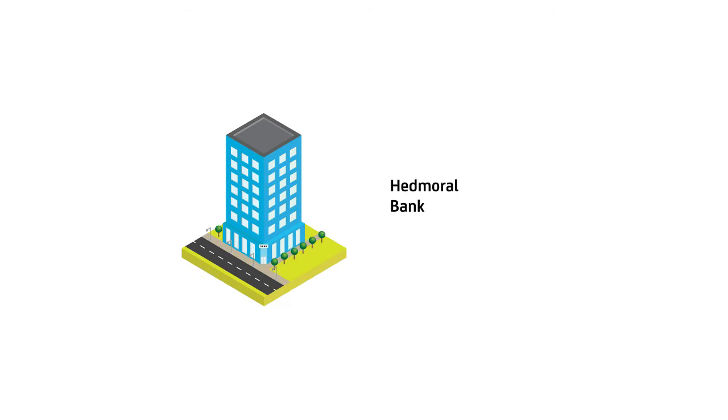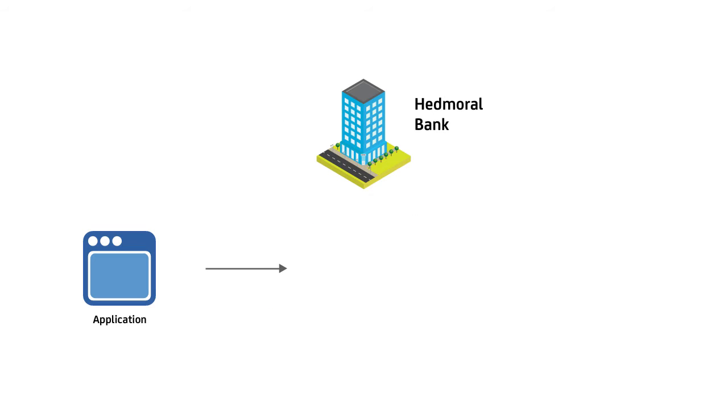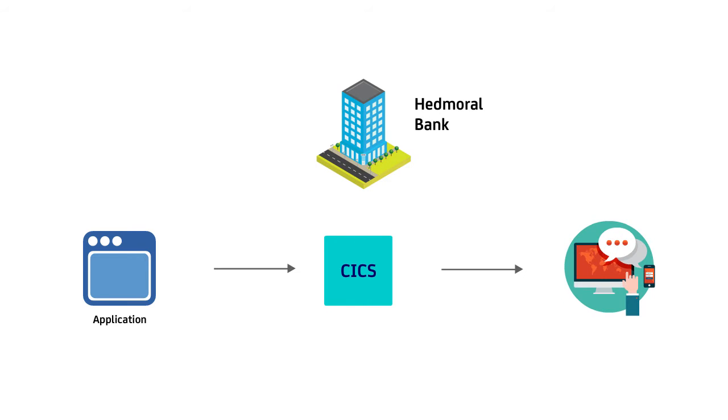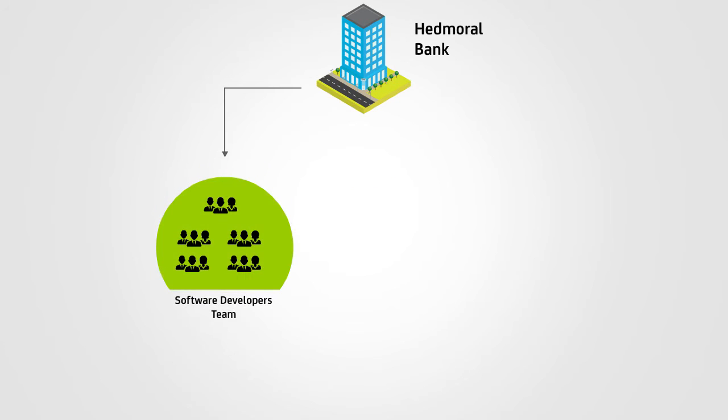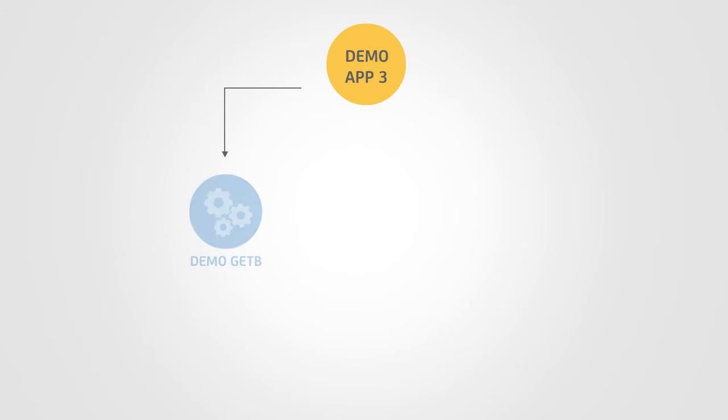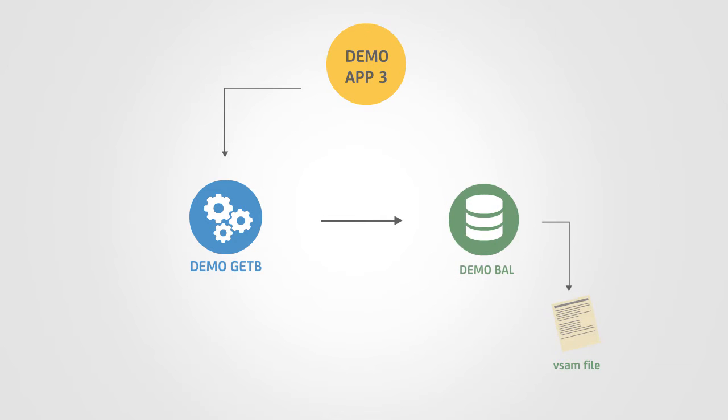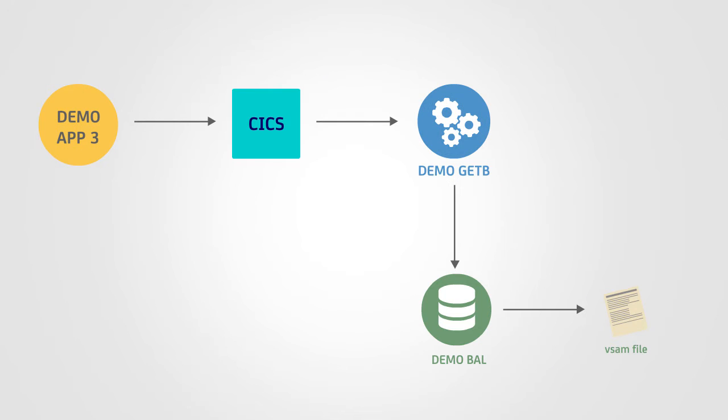Headmoral Bank is a fictitious global bank that uses IBM Customer Information Control System (CICS) to support the processing of their rapid, high-volume, online transactions. They have a large team of software developers who developed the Demo F3 application. This application uses the Demo GetB service to interact with the Demo BAL VSAM file in certain scenarios.